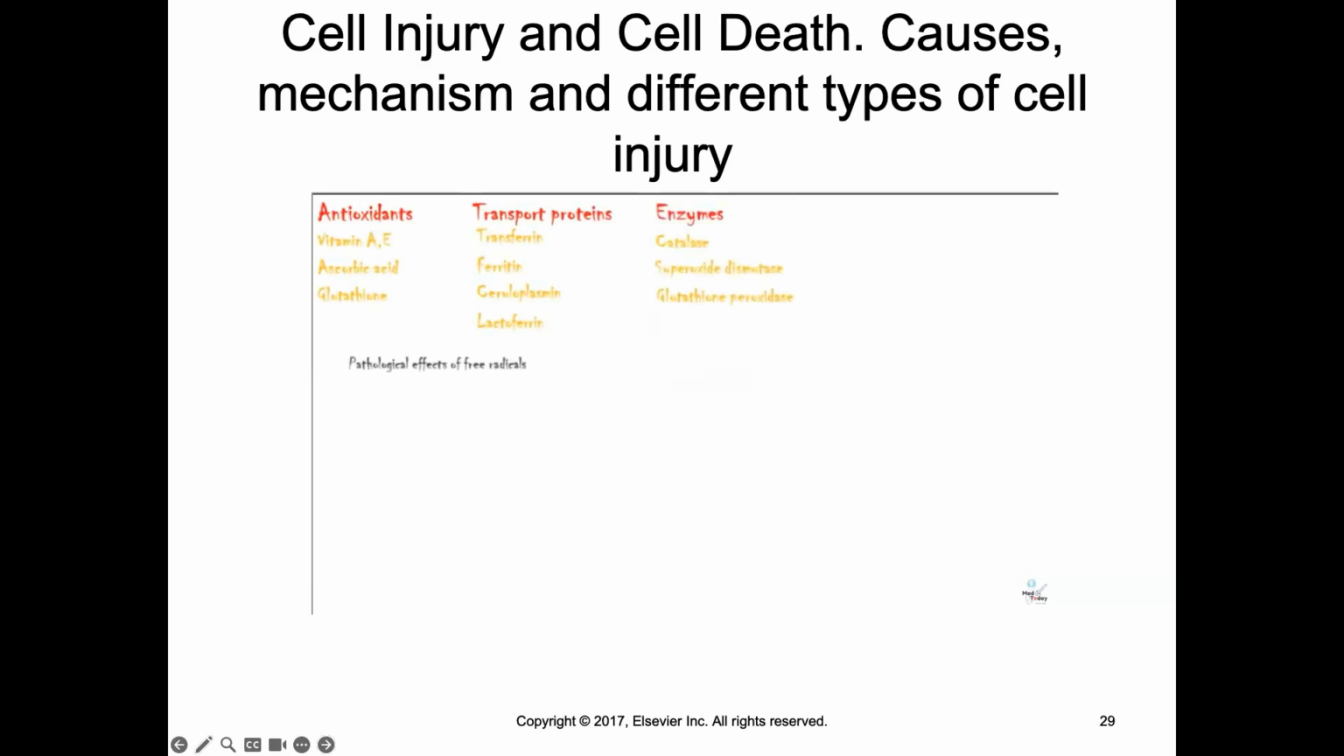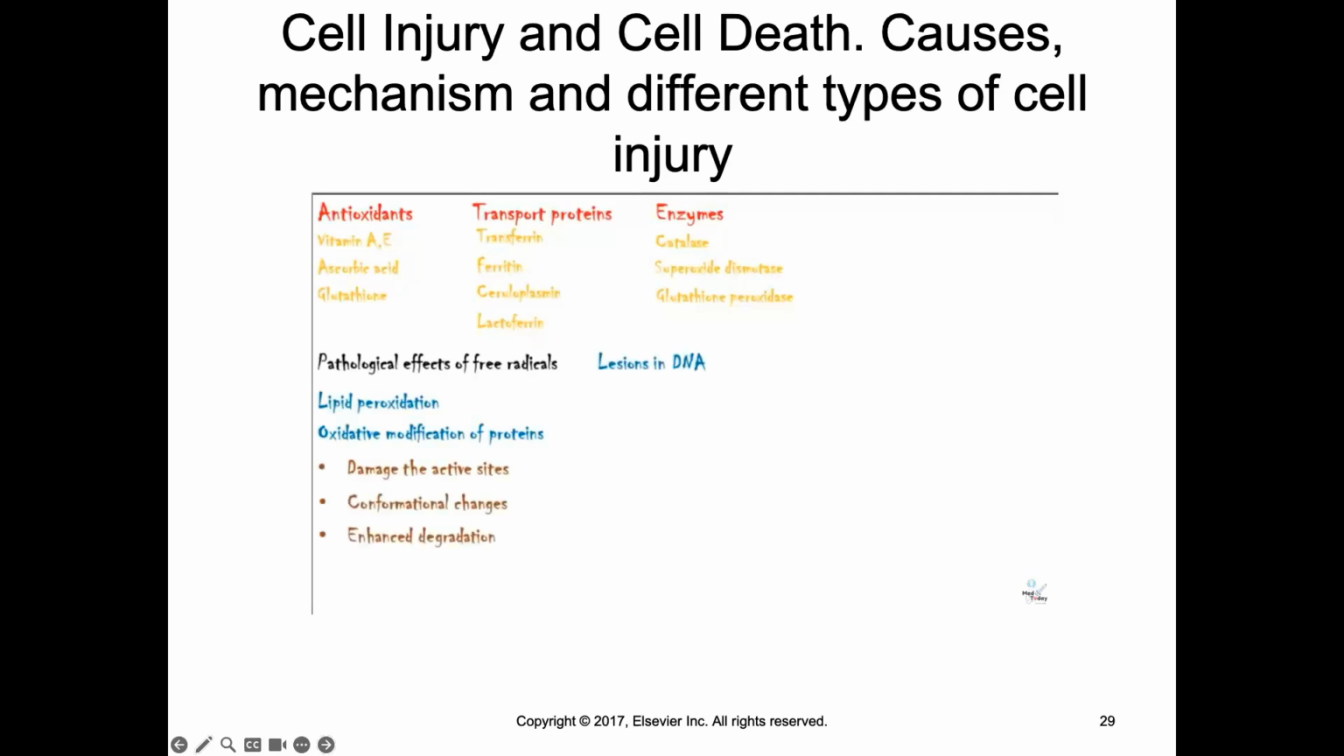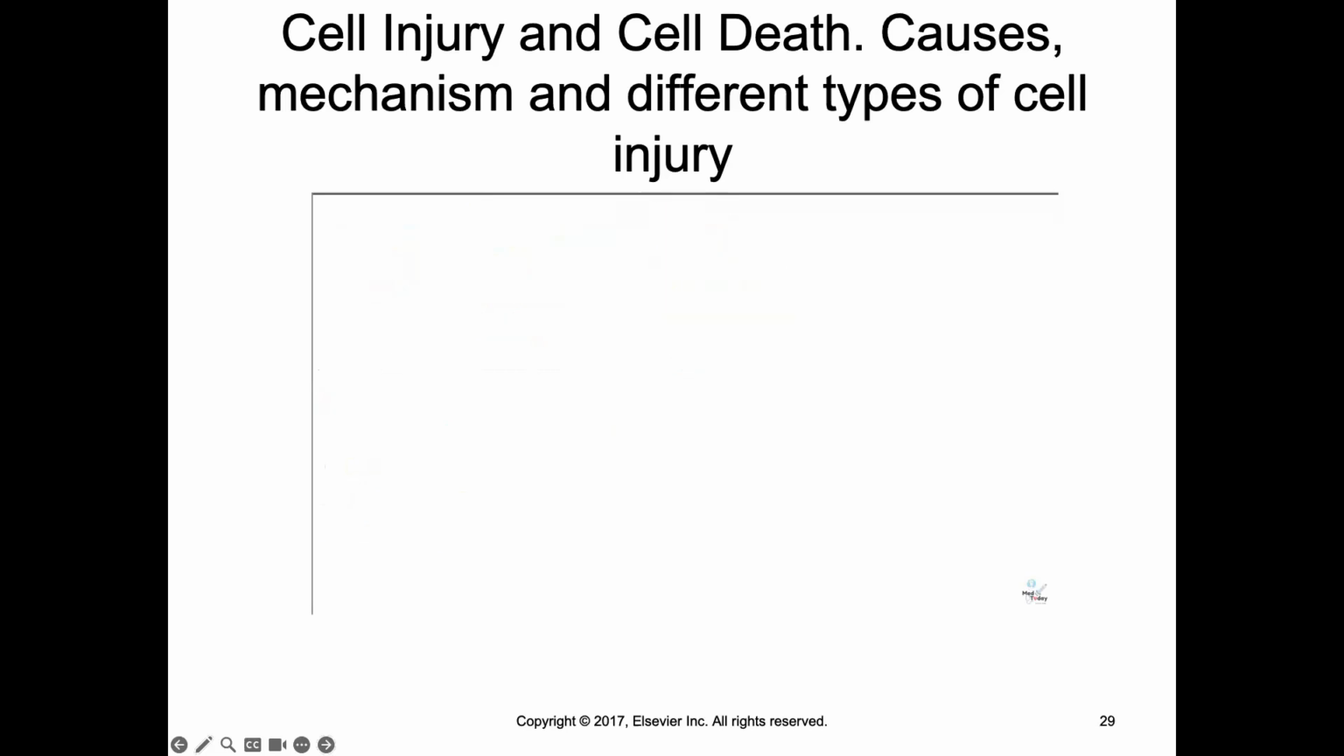Pathological effects of free radicals include lipid peroxidation, oxidative modification of proteins by damaging the active sites of enzymes, causing structural changes and enhancing their degradation. Free radicals also cause lesions in DNA by forming cross links between the strands and causing single and double strand breaks. The next mechanism is defects in membrane permeability.